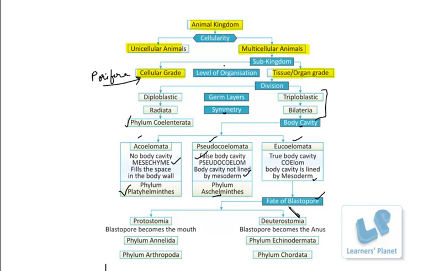So, in some organisms, this blastopore develops into the mouth, and in others, it develops later into the anus. So depending upon the fate of the blastopore, whether it forms the mouth or the anus, that constitutes this type of subdivision, that is protostomia and deuterostomia. So protostomia is shown by the phylum Annelida and phylum Arthropoda. Deuterostomia is shown by the Echinodermata and phylum Chordata.